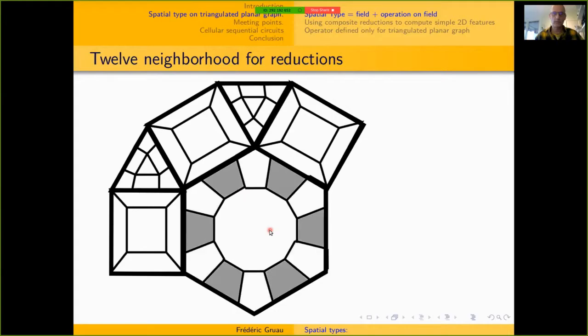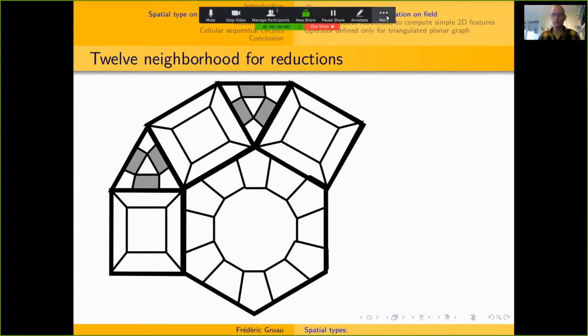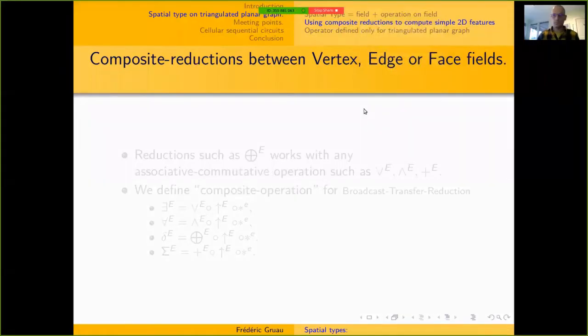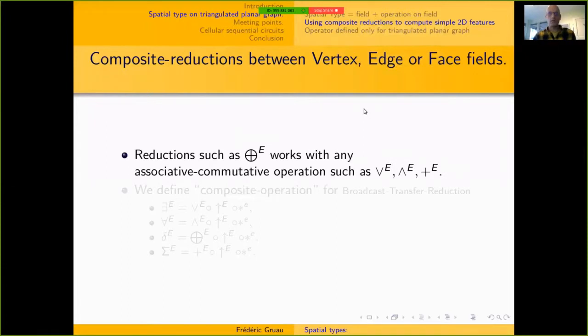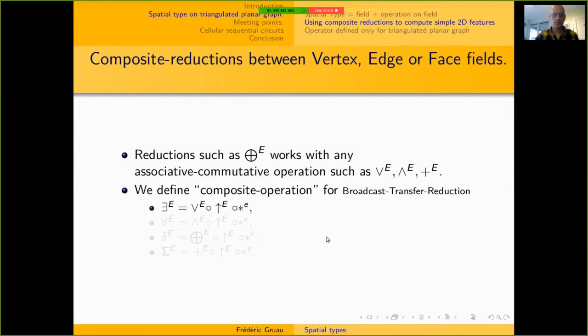Okay, there are 6 of them. So 2 reductions for each of the 6 locus. It makes 12 possible neighborhoods for doing a reduction. What we have done with XOR, we can also do with OR, with AND, or with plus, as long as it's associative and commutative. To avoid repeating broadcast, transfer, reduction, we define a composite operation.